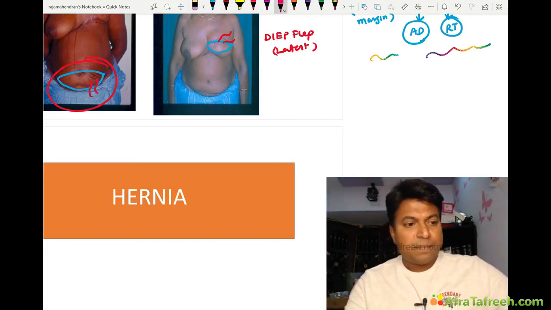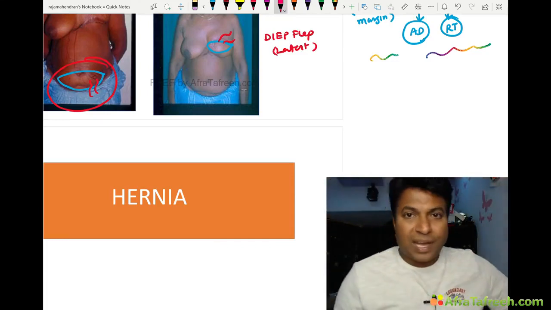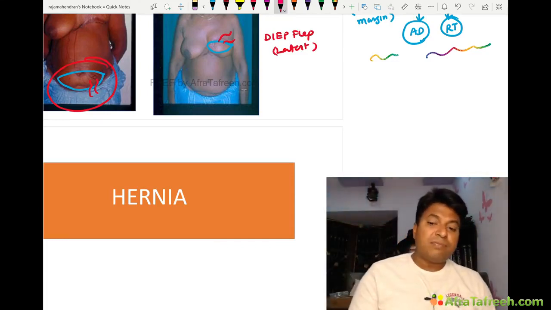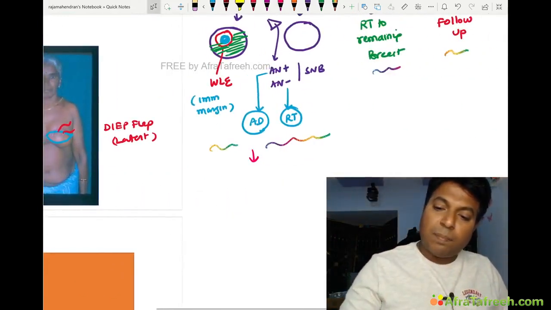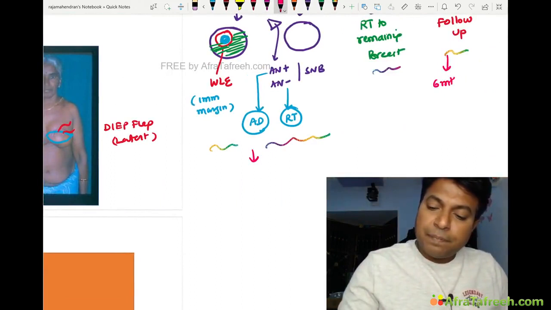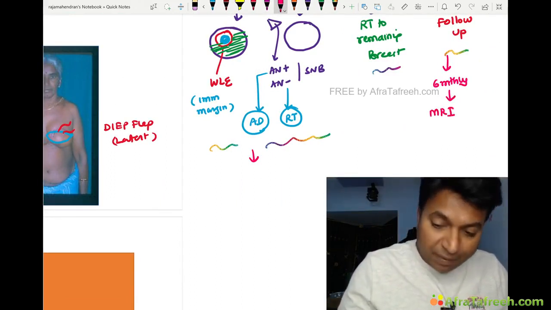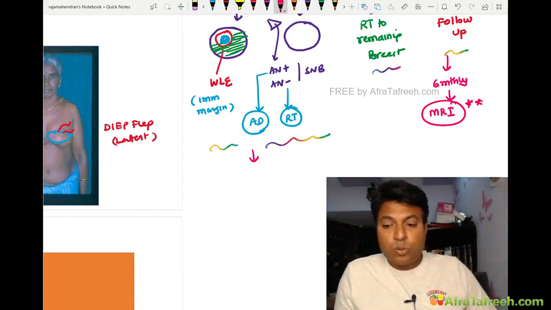Follow-up is done every 6 months. Once the patient comes to the hospital, we have to do clinical examination of the operative area. If breast conservative surgery is done, they should come for regular 6 monthly follow-up, and for the follow-up we have to use MRI. That's the interesting point. We should not use mammography or ultrasound, we should use MRI.